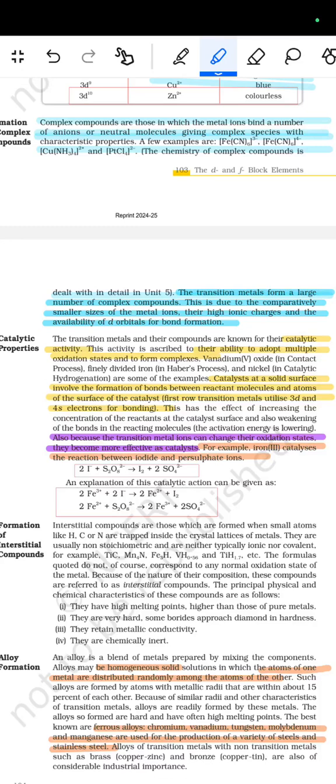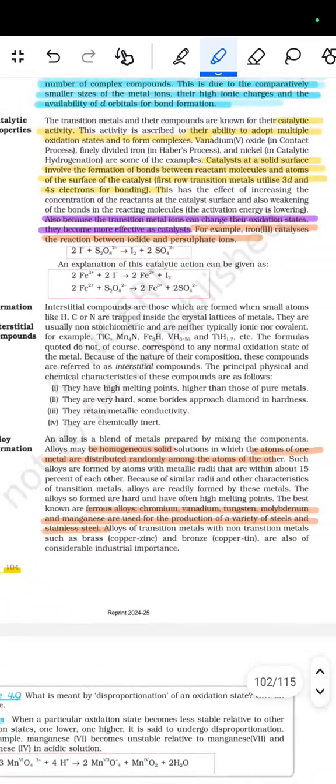The transition metals form a large number of complex compounds. This is due to the comparatively smaller size of the metal atoms, their high ionic charge and the availability of d orbitals for bond formation. Next, catalytic property. So the transition metals and their compounds are known for their catalytic activity. This activity is ascribed to their ability to adopt multiple oxidation states and to form complexes.